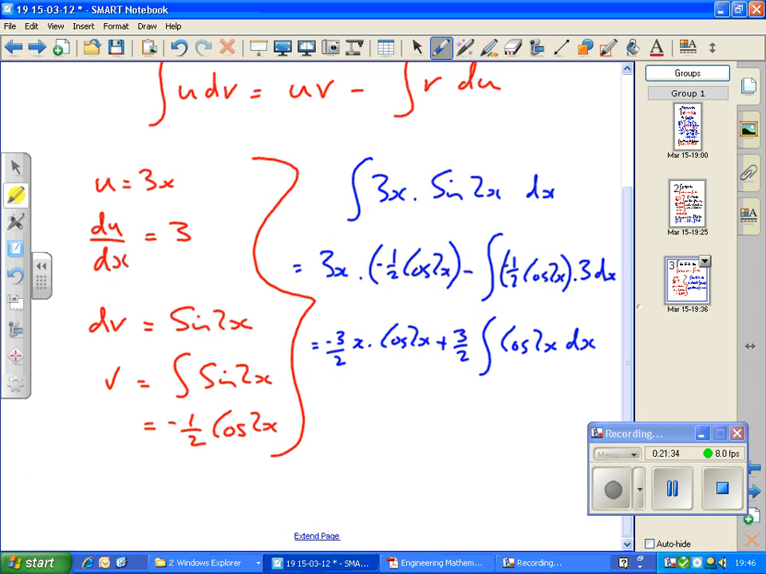And now I perform the integral. What's the integral of cos 2x? The 2 comes out and goes underneath. So finally we get minus 3 over 2 x times the cos of 2x plus 3 over 2 times the integral of this, which is a half sine 2x. And then we're going to add the c at the end.